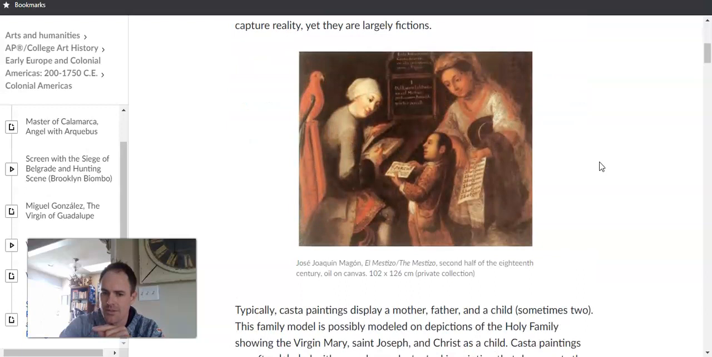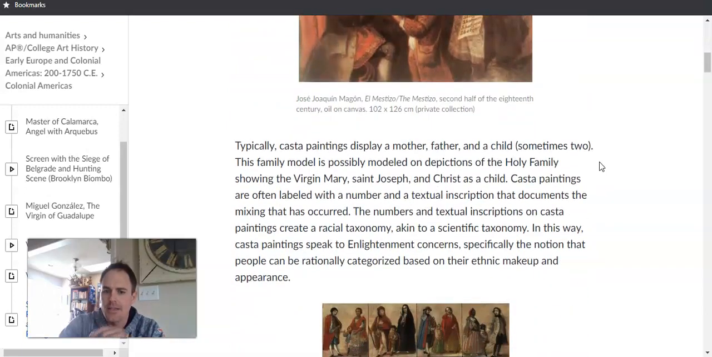And by the way, you can see it there. "Typically, casta paintings display a mother, father, and a child, sometimes two. The family model is possibly modeled on depictions of the Holy Family, showing the Virgin Mary, Saint Joseph, and Christ as a child." You might remember, we saw those in the lesson when we looked at the Renaissance art. "Casta paintings are often labeled with a number and a textual inscription that documents the mixing that has occurred." You might have seen that in the painting that we looked at, the little writings underneath.